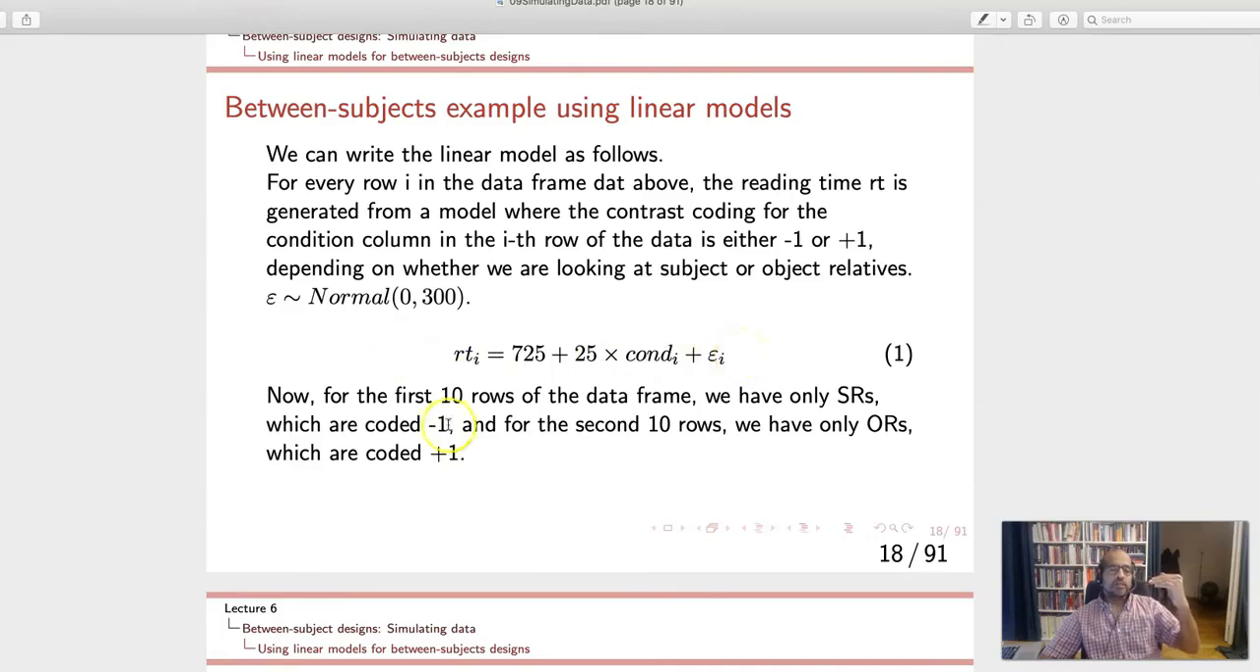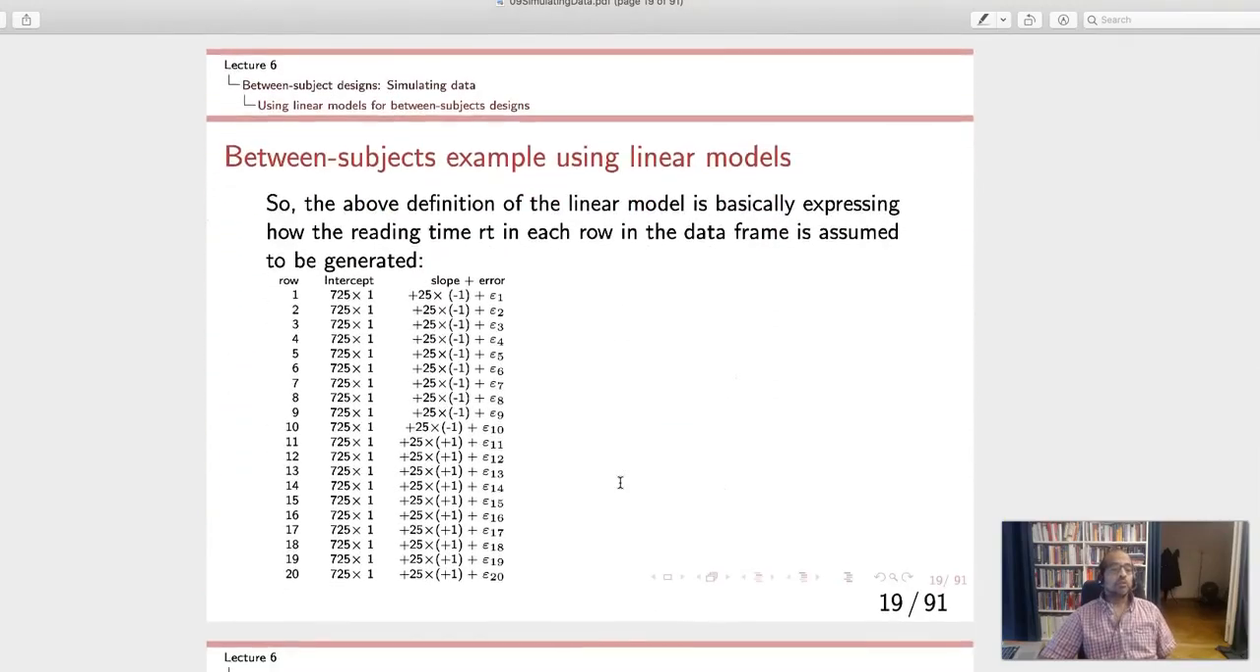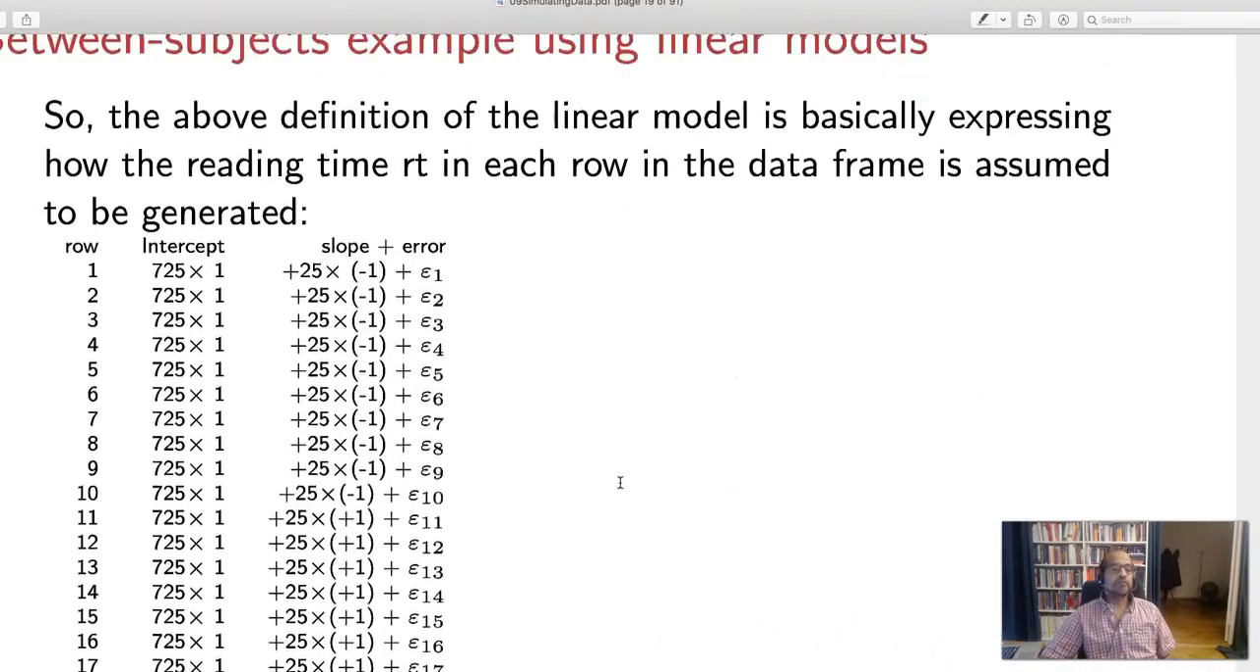So what that means is that we'll be computing this quantity with this coded as +1 or -1 depending on what's in the ith row of the data frame, and we'll have one random number that we'll have produced from this normal distribution in the ith row. So for the first 10 rows of the data frame we have only subject relatives, which are coded as -1, and for the second 10 rows we have object relatives, which are coded as +1. What the data frame looks like in matrix form is like this.